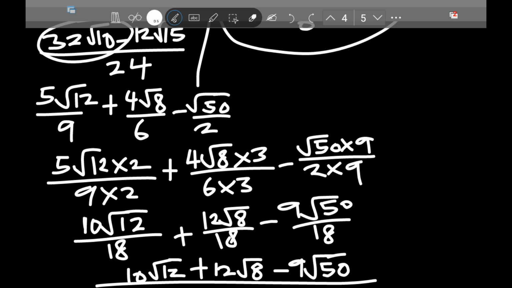So the least common multiple of 9, 6, and 2 was 18. And we divided the 18 by 9. So 18 divided by 9, we got 2. So we multiplied the first fraction, 5 root 12 over 9, by that 2, which was the quotient of 18 and 9.